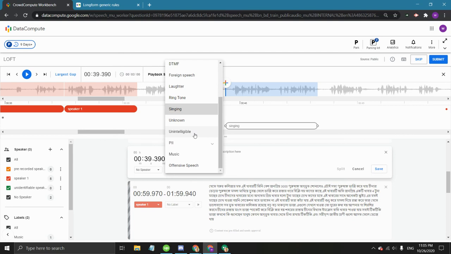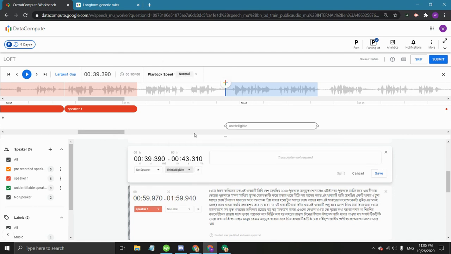The unintelligible annotation is used when you hear speech but you can't understand what the speaker says, even after listening to the segment multiple times. Please keep in mind that the words such as and which are considered interjections or filler words, should not be labeled as unintelligible.